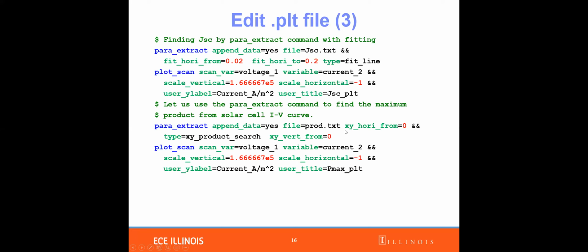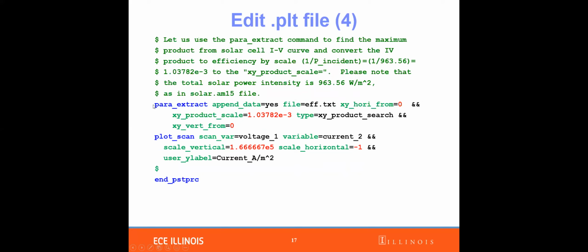So for your final project, you would just need to copy paste two lines of code. Then you can search the maximum product of your solar cell between voltage and the current density. So, if you define your parameter extraction, you need to put plot scan so that this parameter extraction works for this plot. And this plot is the same as the previous one.